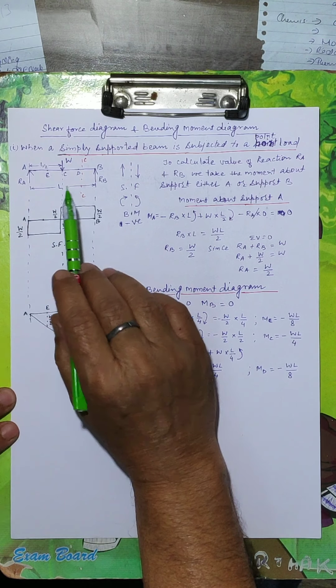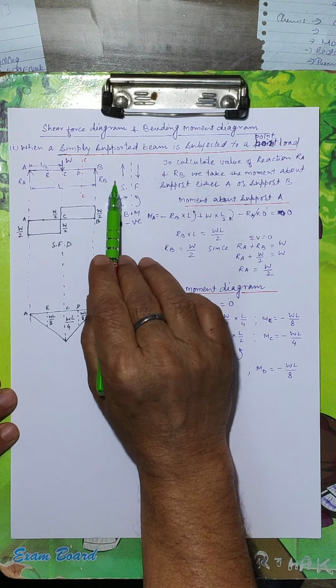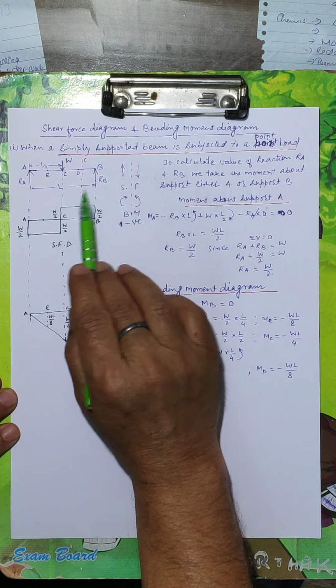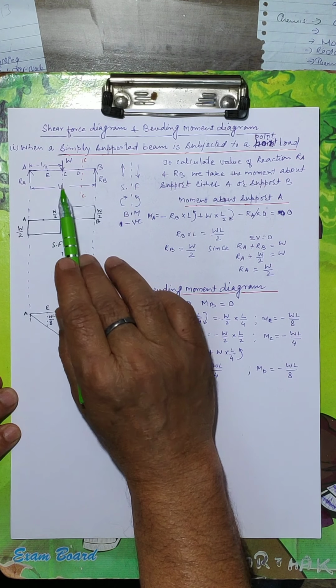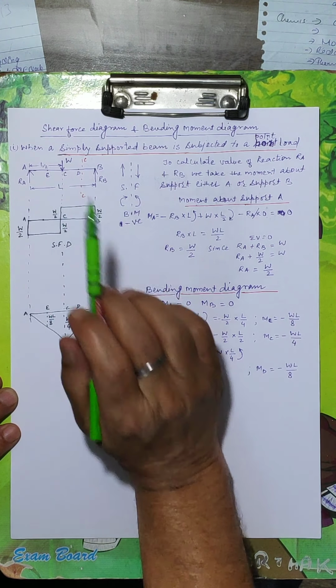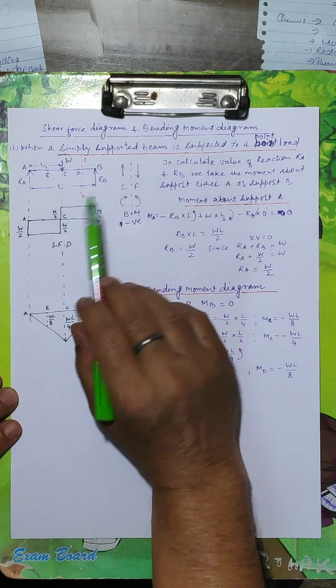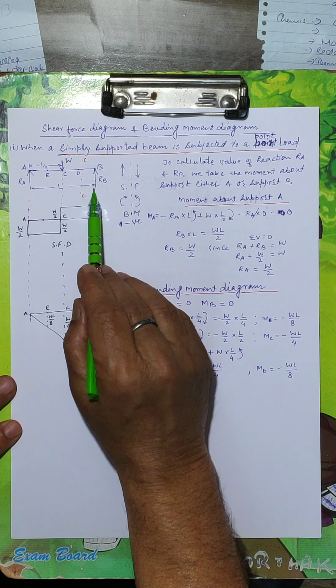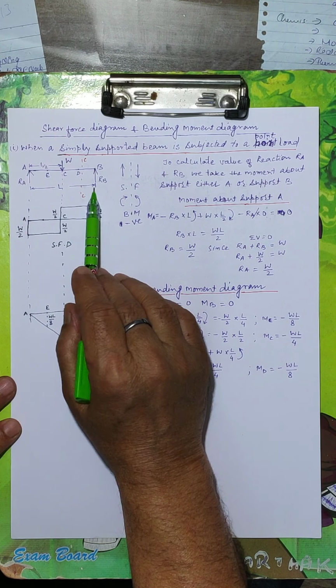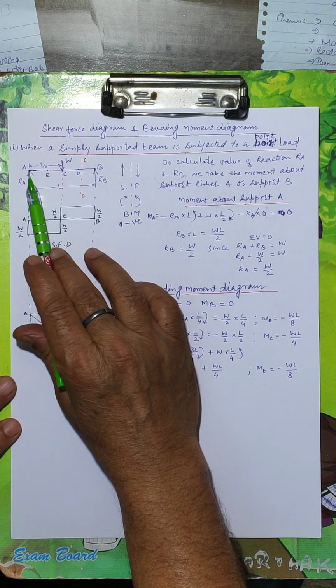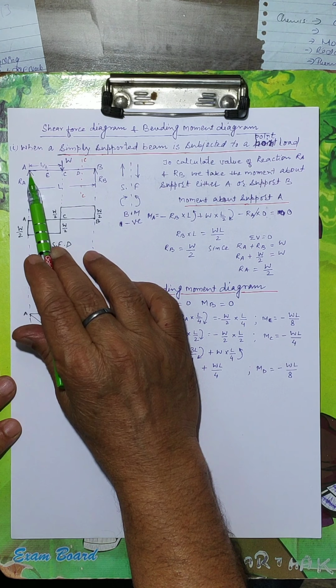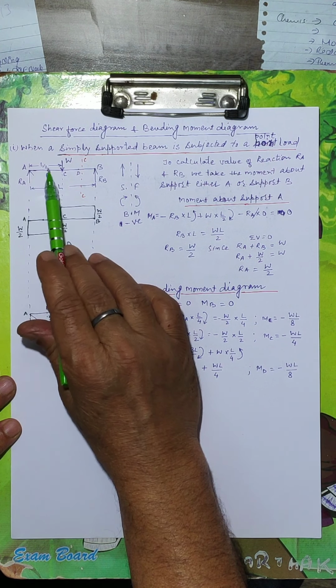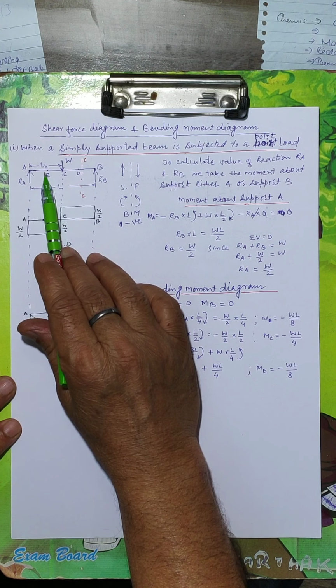So we have to draw the shear force diagram and bending moment diagram of a simply supported beam subjected to a point load at C. L is the length between the supports. W is acting at a distance L by 2 from one support.